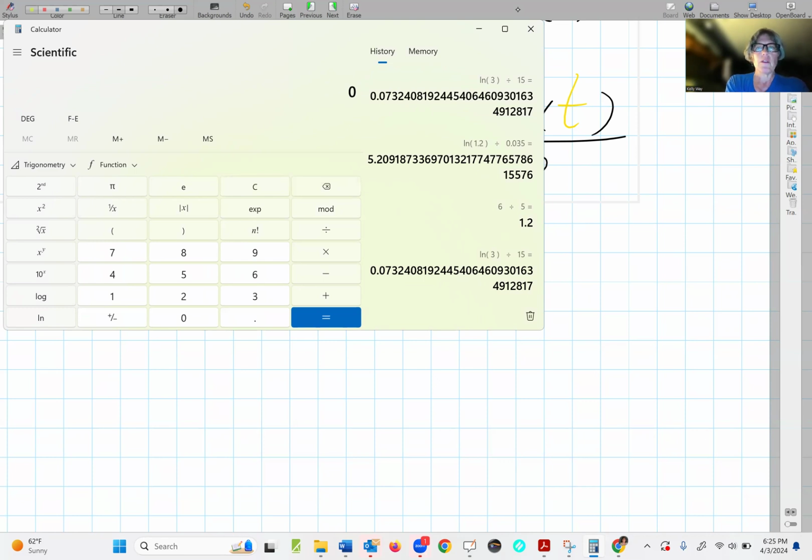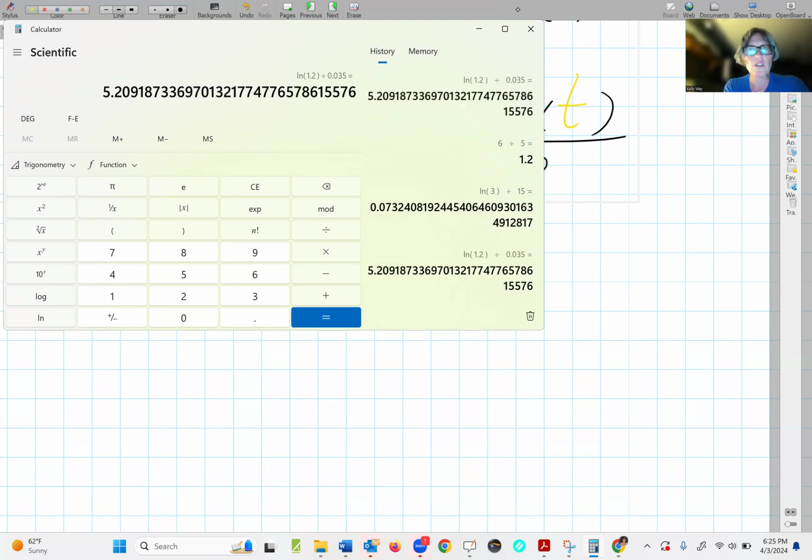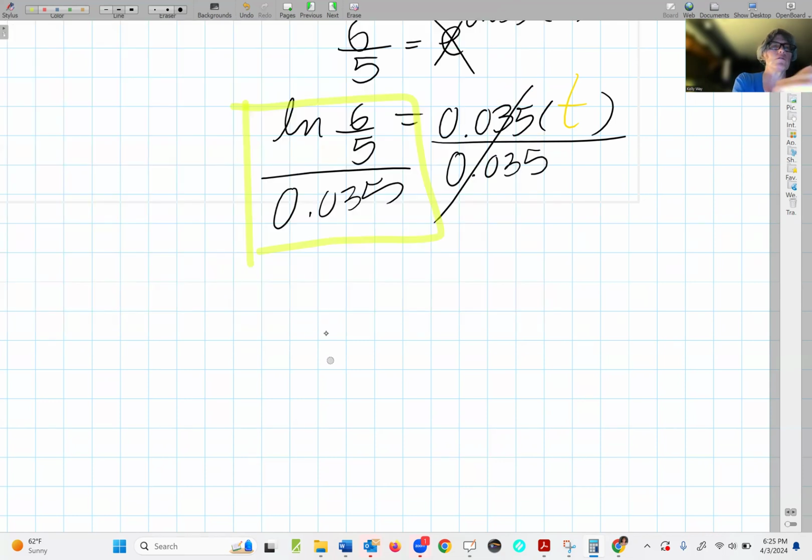Okay. We are going to do 6 divided by 5 first. There is 1.2. Natural log of that divided by 0.035. We get approximately 5.2 years.